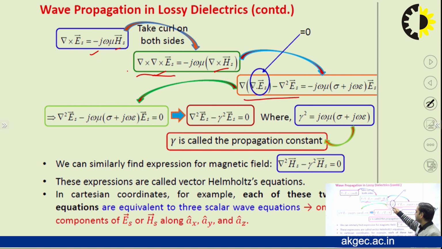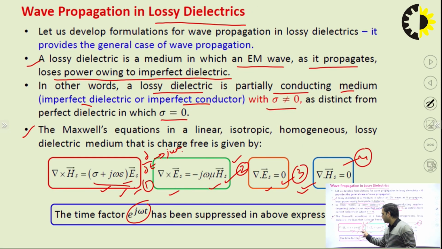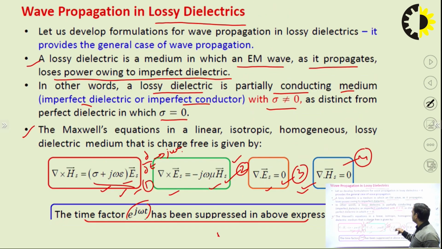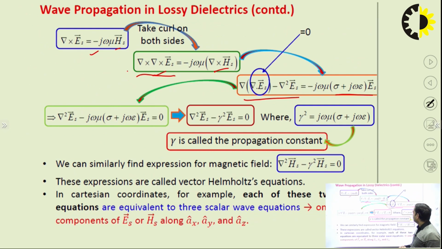This will be the gradient of divergence of Es minus Laplacian of Es is equal to minus j omega mu, and in place of del cross H we can use this equation, sigma plus j omega epsilon into Es. So, we can put it here. After that, del dot Es is 0, right. So, we can put del dot Es is equal to 0. So, this equation will come like this.